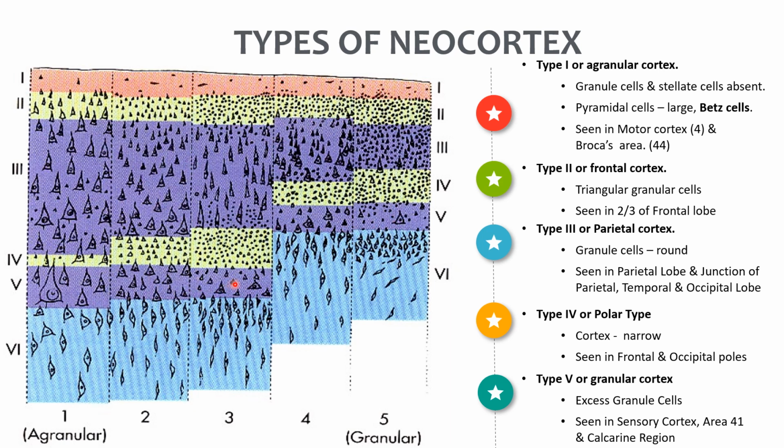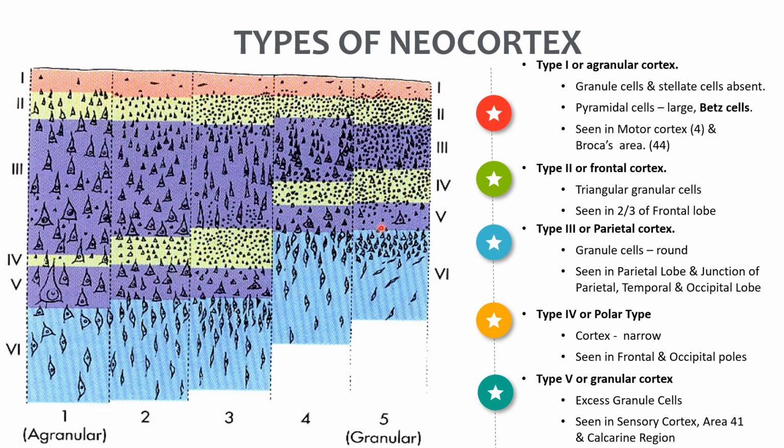And then type 4 or the polar type, here the cortex is narrow. This type of cells are seen in the frontal and the occipital lobes. So here all the layers are reduced in depth, though you can see the cells are more densely packed.